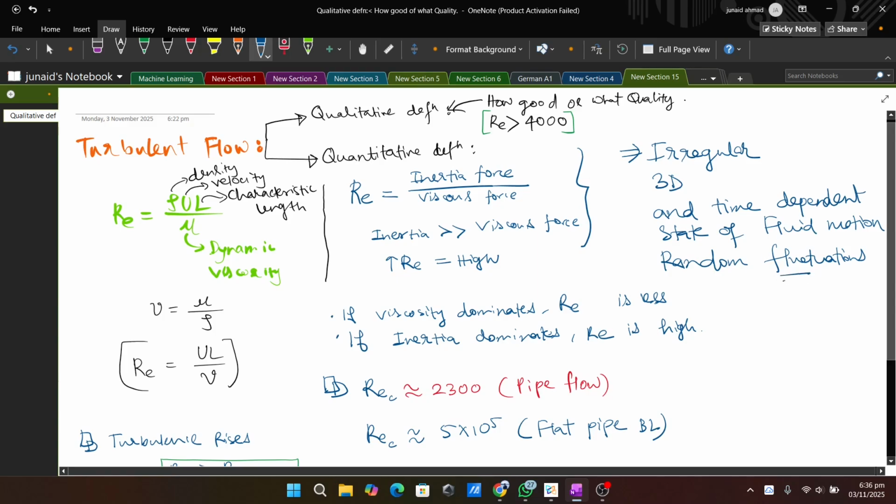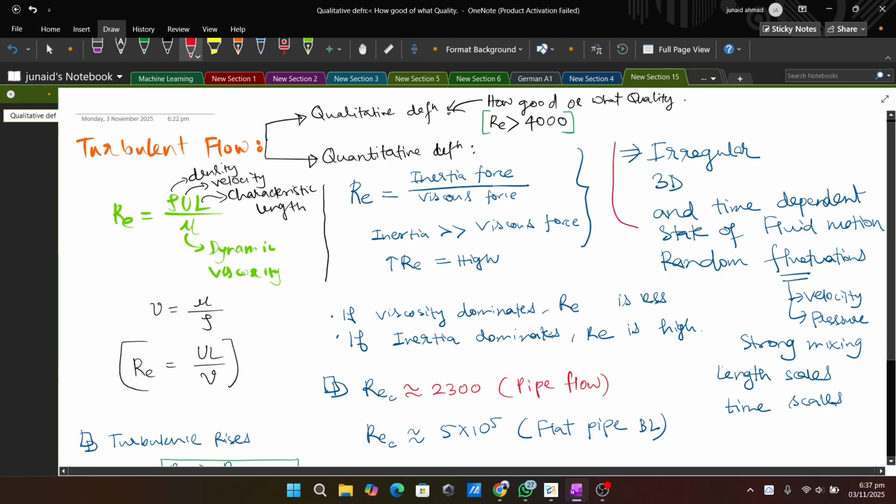So random fluctuation of what? Of velocity, and also of pressure. So we will see the equations of them. Okay, and strong mixing and a wide range of length and time scales. And we saw strong mixing, and scales like length scale and time scale. So you'll also study about length scales and time scales. Okay, so these are some of the words that define what our definition of turbulence can be.